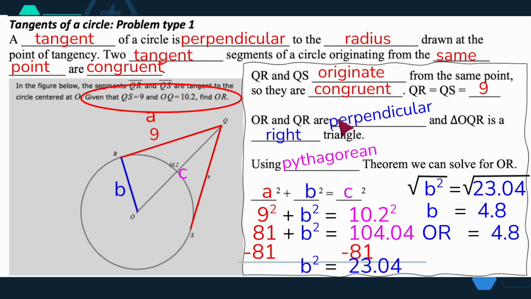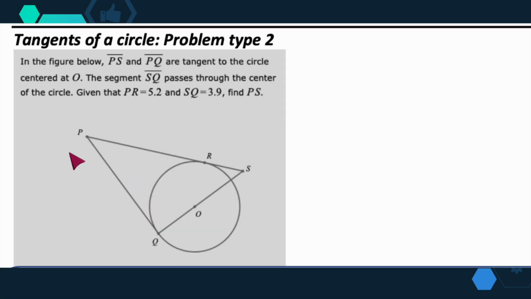So that was problem type 1. Now we're going to look at problem type 2. So we have a second type of problem. So in the figure below, PS and PQ are tangent to the circle, centered at O. So we do have our center and we have our tangents.